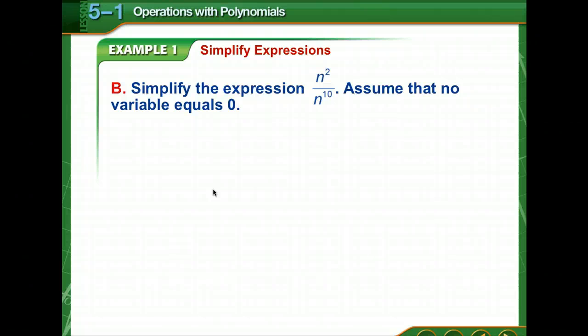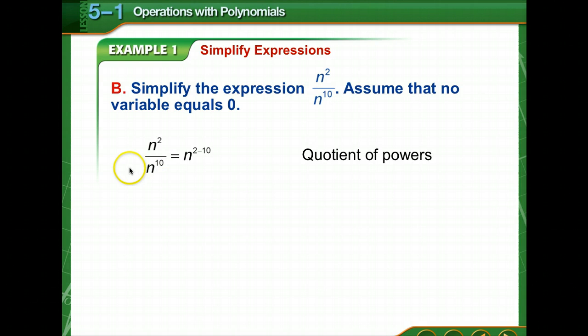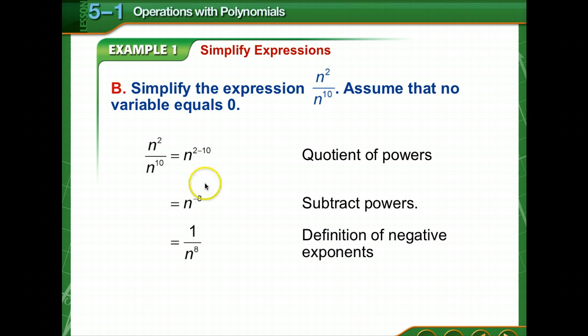We're to simplify the expression n squared over n to the 10th. Assume that no variable equals 0. So these have the same base, so we're going to move this 10 up, which means we're going to change its sign. Whenever we move it across the fraction bar, it changes the sign. So n to the 2 minus 10, n to the negative 8th, or we rewrite it because it's not in simplest form yet. So we have to write it 1 over n to the 8th because we cannot have negative exponents.